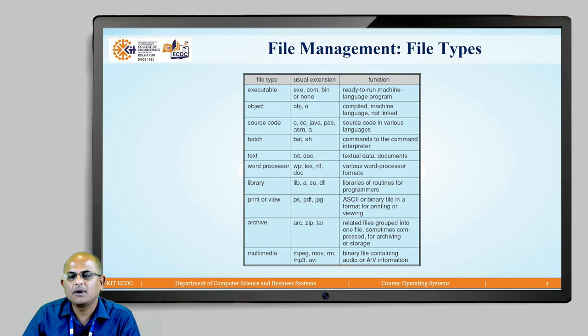Then comes multimedia files, various images, audio, video, these kind of files. They all come under multimedia category. So they end with the various extensions, that is .mpeg, .mov, .rm, .mp3, .avi. These are nothing but binary files containing audio or video information.